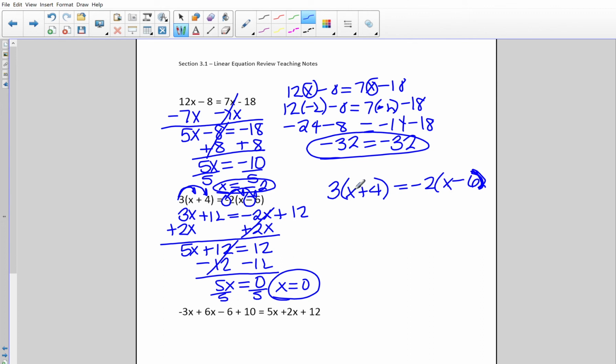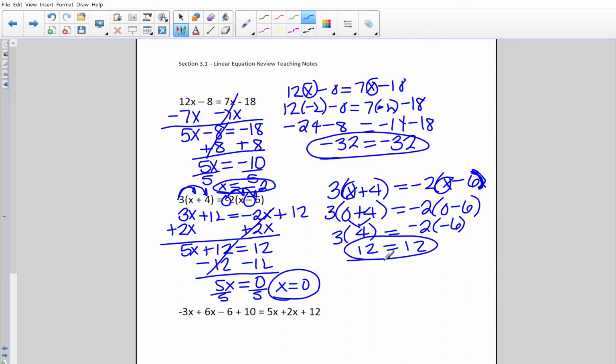Okay, so instead of working them again, I'm just going to replace those x's with zeros. So 3, and I've got a 0 plus 4 is equal to negative 2, and then a 0 minus 6. And again, you can use calculators to simplify, but because I have all my numbers, I don't need to do the distributing again. I can just do order of operations. So this is 4 times 3, which is 12. And over here, I've got a negative 2 and a negative 6, which is a positive 12. So it works out as long as I'm putting everything in correctly.